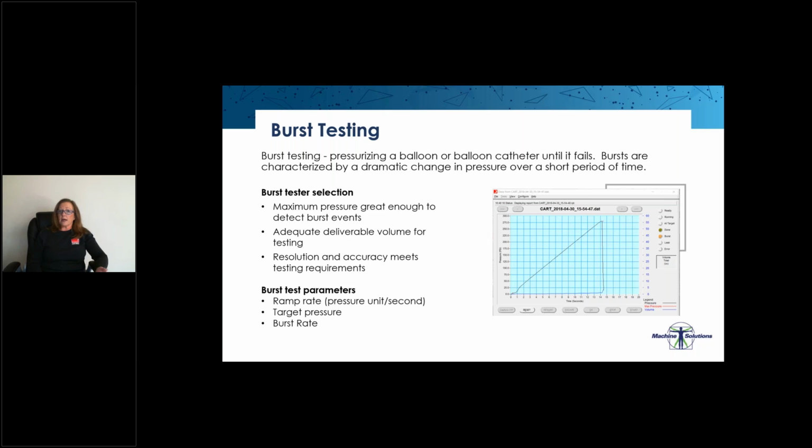If we're testing a catheter that is more compliant and larger, we can go faster with our ramp rate, but we do need to be careful not to go too fast as to lose control of the ramp. We should set our target pressure higher than the pressure that we expect our product to fail. And the burst rate should be set in order to trigger burst conditions.